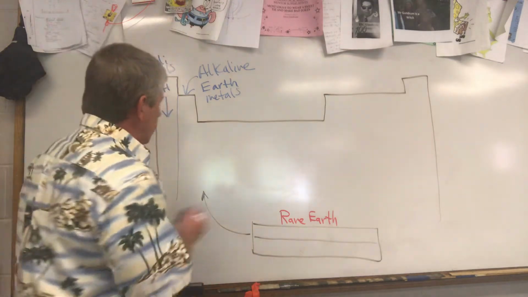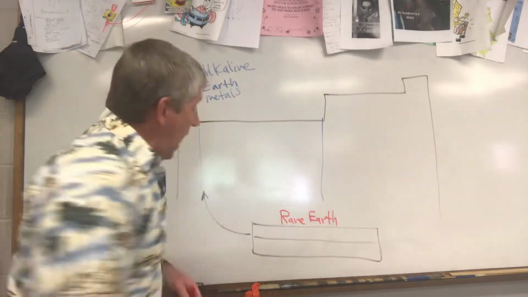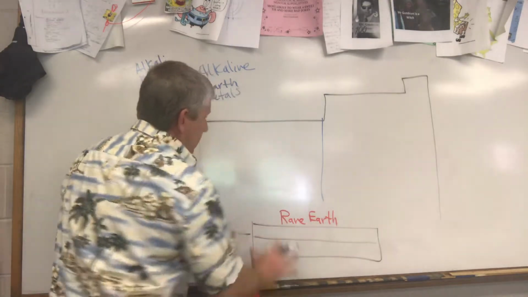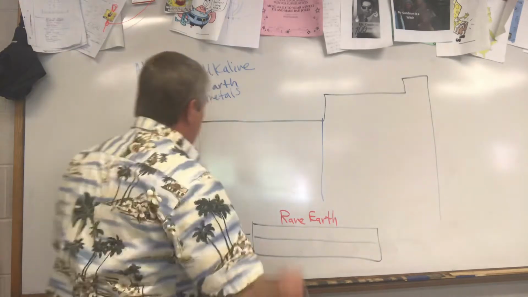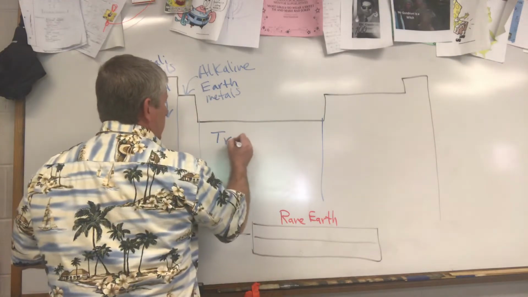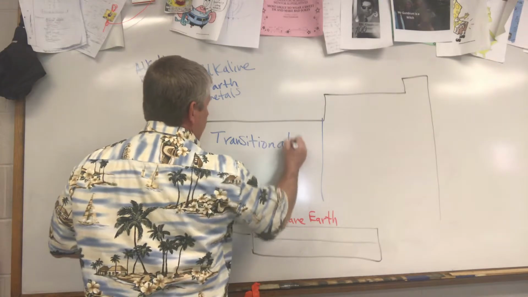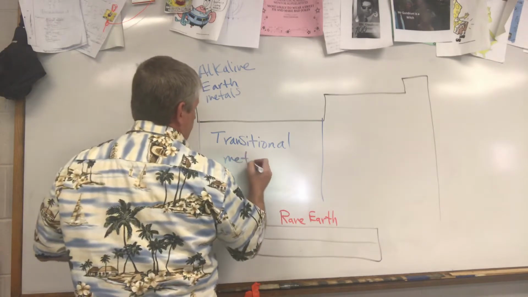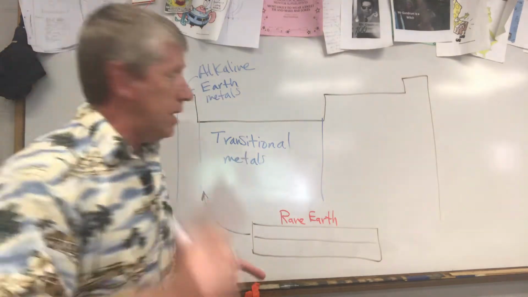Okay, then in the center, here, we have what are called the transition elements. Actually, the rare earth are part of the transition elements. There's a lot of transition elements. So the biggest clump of elements, transitional metals. And they are all metals. And we'll go over what is a metal, what is a non-metal, and why in a second.